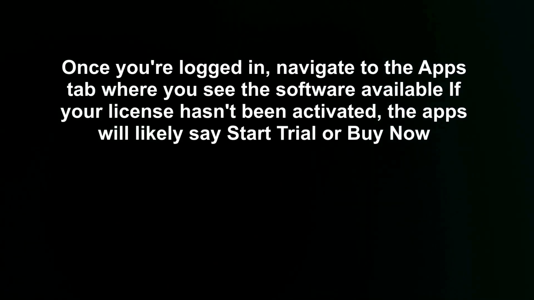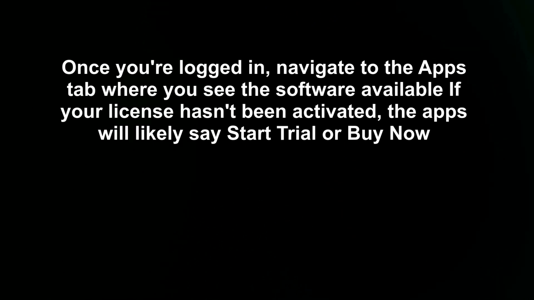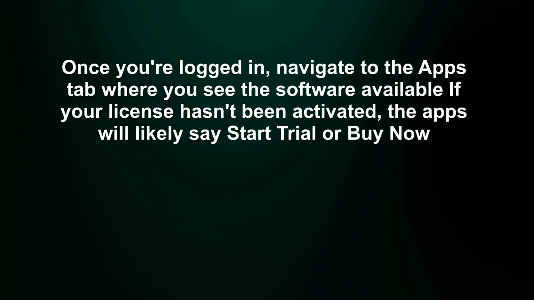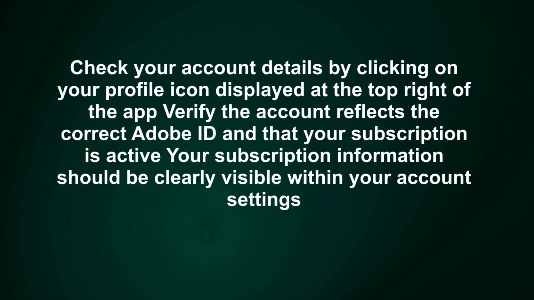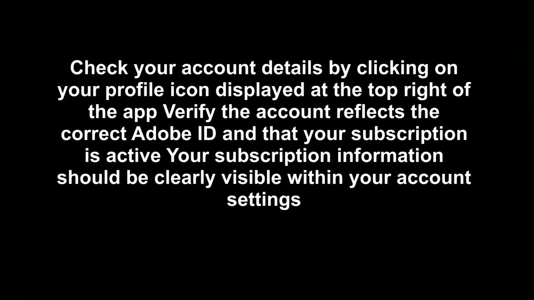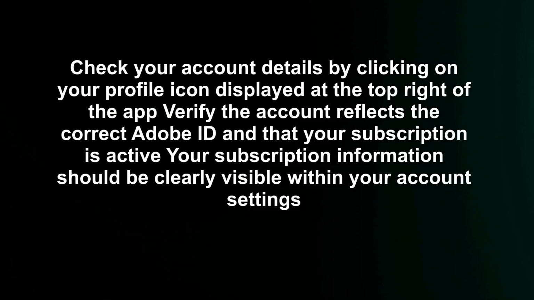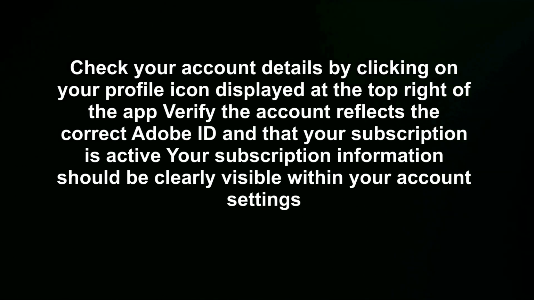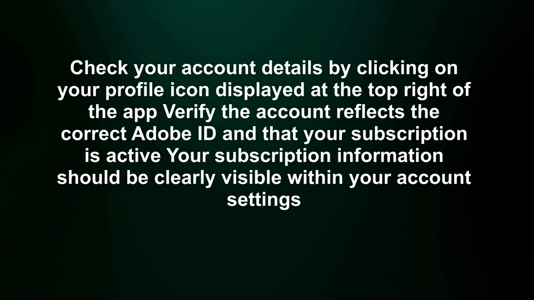Once you're logged in, navigate to the Apps tab where you see the software available. If your license hasn't been activated, the apps will likely say Start Trial or Buy Now. Check your account details by clicking on your profile icon displayed at the top right of the app. Verify the account reflects the correct Adobe ID and that your subscription is active. Your subscription information should be clearly visible within your account settings.